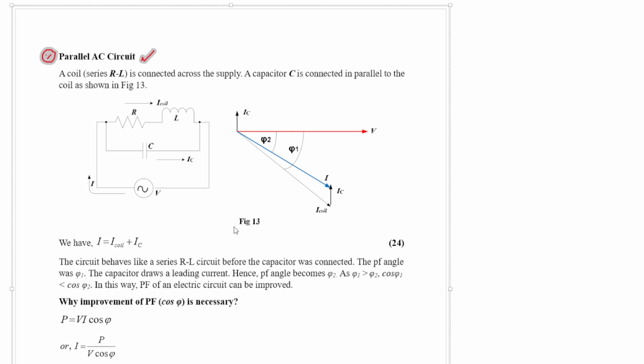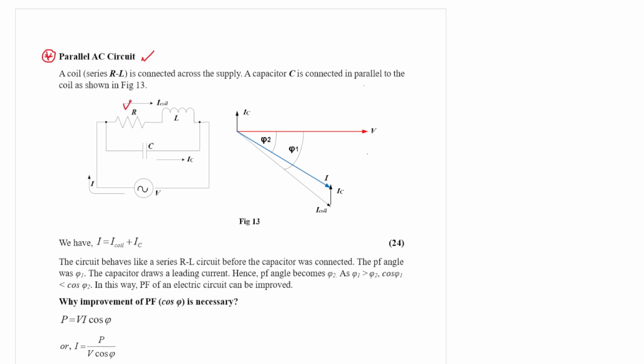So with these fundamentals and this background, we shall go to the parallel AC circuit. We have a first, let us consider, series RL circuit.